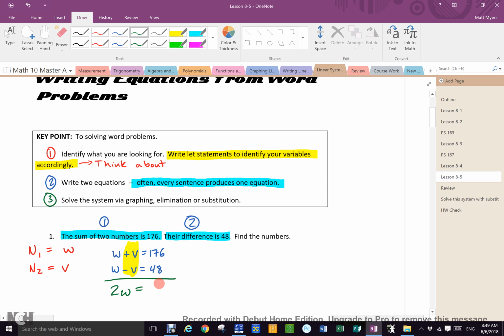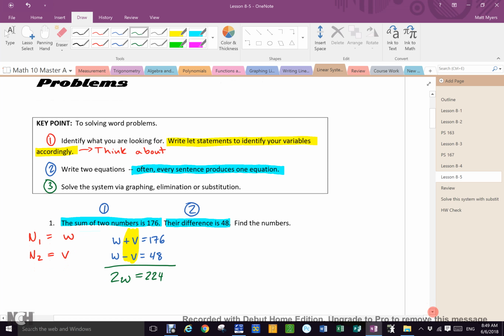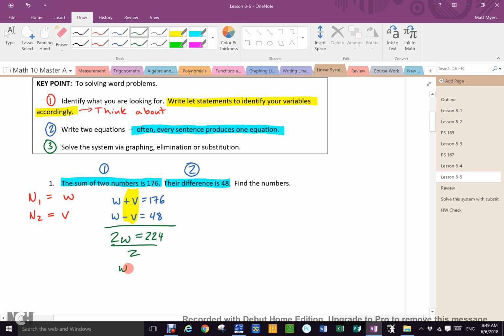You'll probably need your calculator for that. I'm just going to go ahead and do the math. 224. Then what? Divide by 2, and what's W equal? 112. Now that we know what W is, where can I put it? Anywhere I see a W. Can I put it there? Yep. Can I put it there? Yep. And it will work.